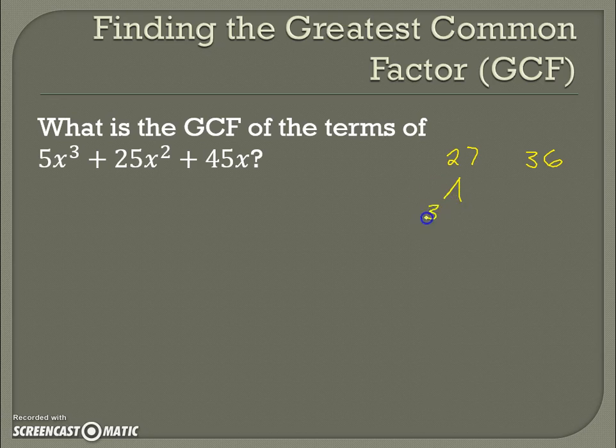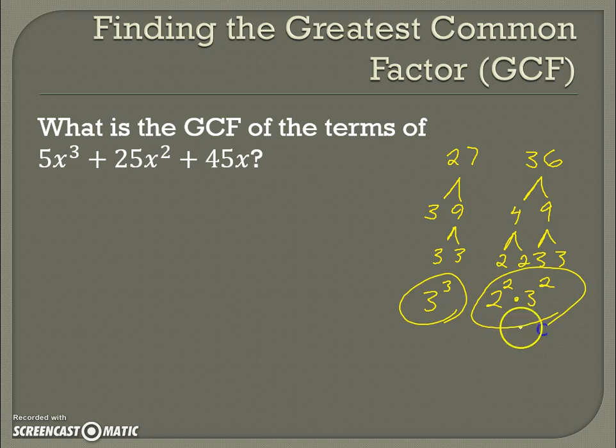But another way to think about this is to consider its prime factorization. So this is 3 cubed. And then this would be, we could do 4 and 9, and then 2 and 2, and 3 and 3. So 36 is 2 squared times 3 squared. So here's the prime factorization of 27. Here's the prime factorization of 36. What I'm looking for is the prime factors that they both have. So 27 has no 2's in it. 36 has 2 2's.